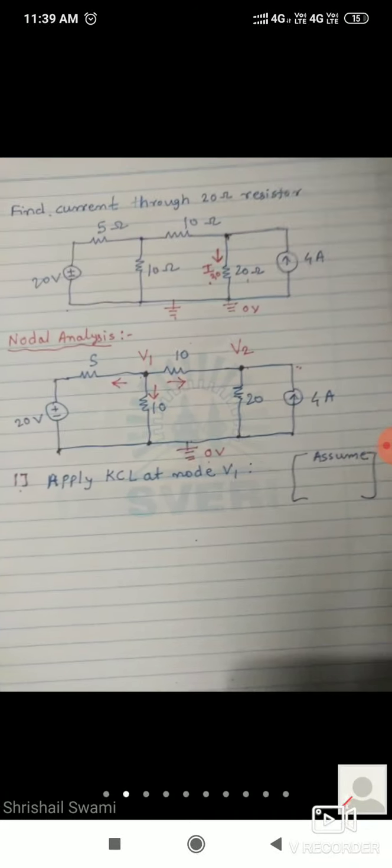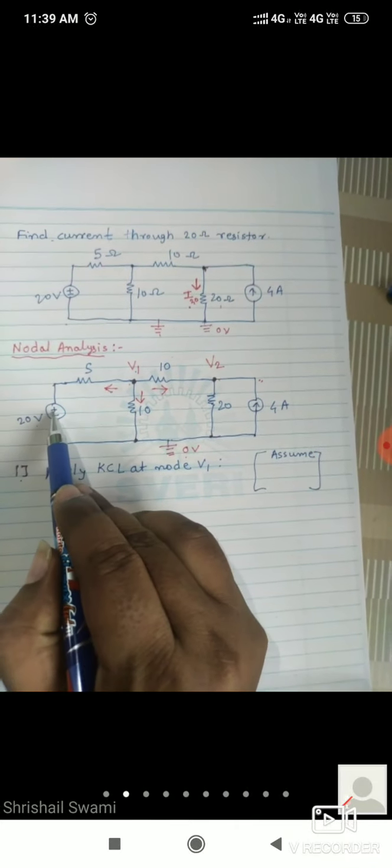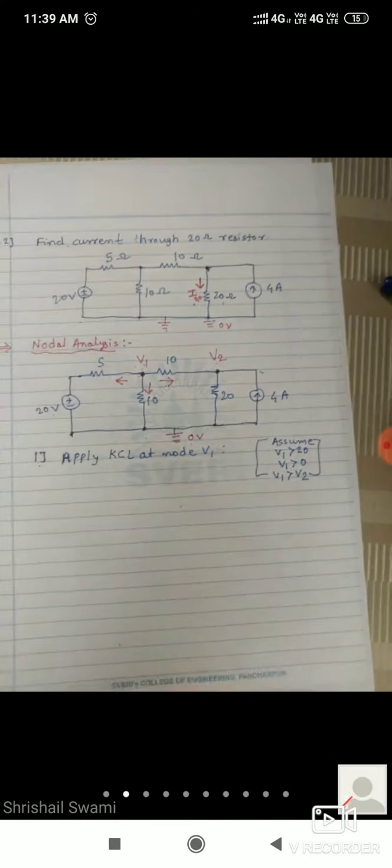Okay, simply mark. So when are these directions correct? When we assume that current always flows from higher potential to lower potential. This current is possible when V1 is greater than this 20. Current is positive, so V1 is greater than 20. V1 is greater than 20. This direction of current is possible when V1 is greater than this 0. V1 is greater than 0. This is possible when V1 is greater than V2. This direction is correct only if V1 is greater than V2. So V1 is greater than V2. Our assumption may be wrong, but you just have to assume to find the answer.